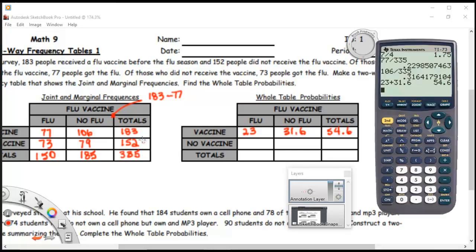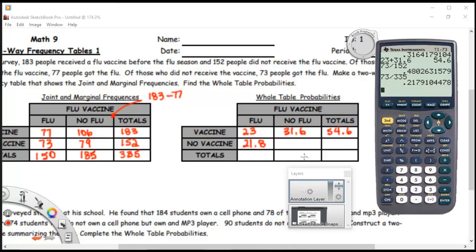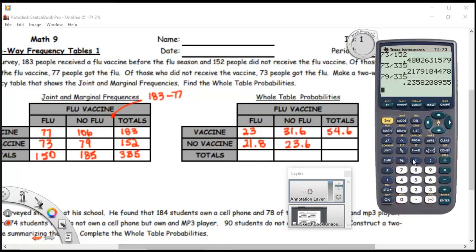Now we're going to do the no vaccine. 73 divided by 335 gives 21.8% of the people who took no vaccine and got the flu. Now to figure out how many people didn't get the vaccine and didn't have the flu, we take 79 divided by 335, and I get 23.6. Now I add those two together, and it looks like it's 45.4.